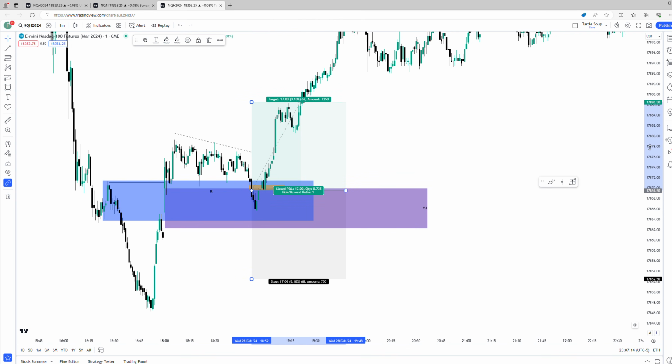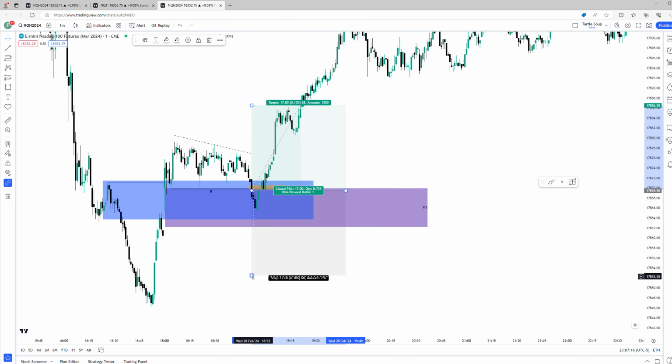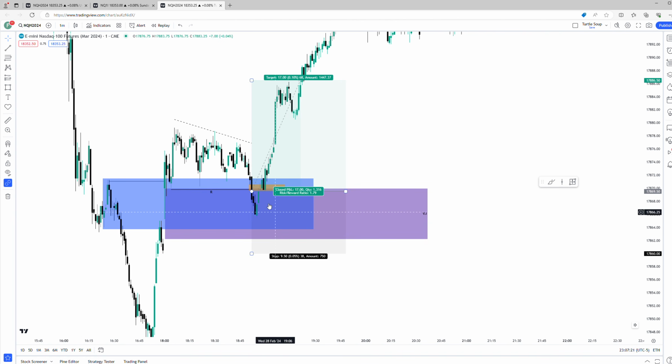Now, the thing is, when you're scaling in, this is a perfect opportunity. Maybe you're scaling with one contract here, and then the next contract potentially once we create this inversion fair value gap, then you enter another contract there. So you can use the Turtle Soup entry model as a kind of basis for how you execute the trade, and then you can scale in contracts as you start to see more confluences stack up, right?